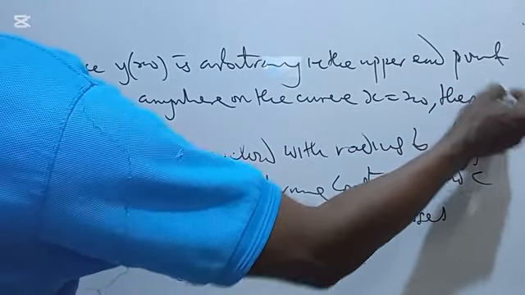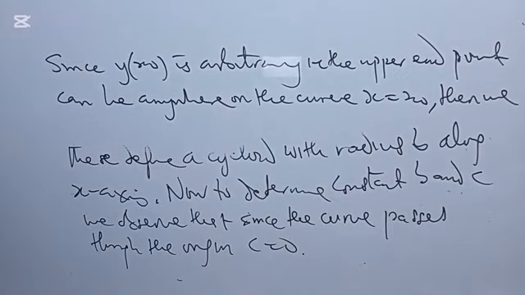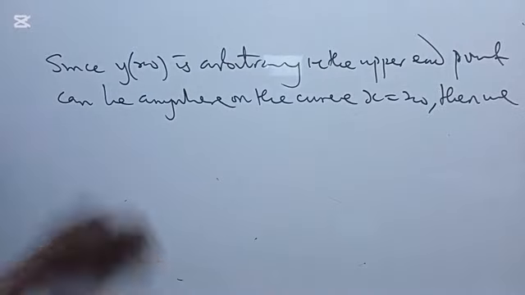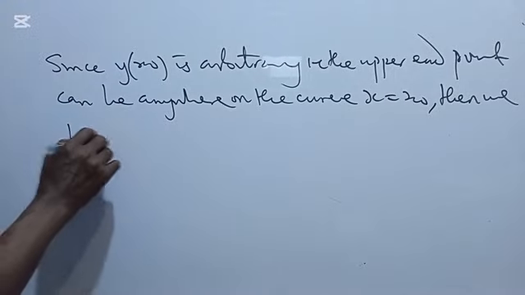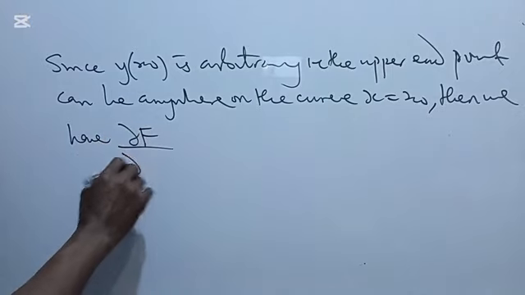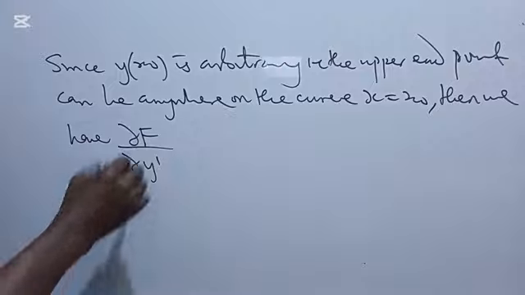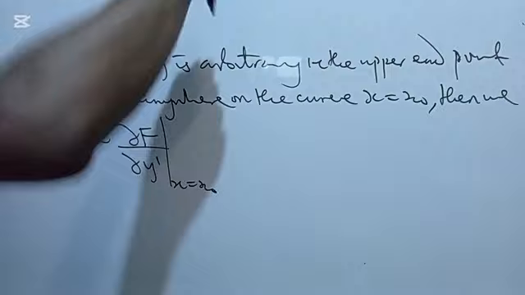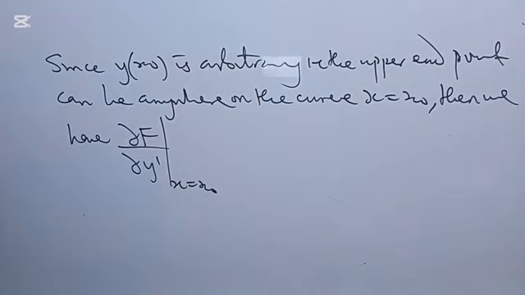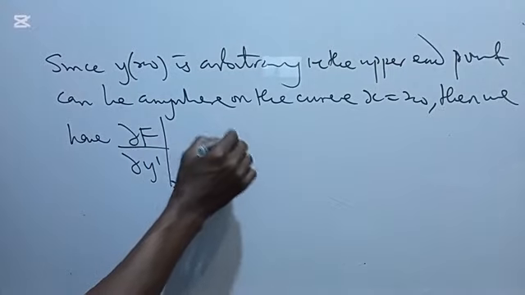Then we have, if the upper endpoint can lie there, then we use one of Beltrami's equations. Then we have del f del y prime, restricted to x equals x naught, which is the destination point, the endpoint at which the bead stops. So now, how do we go about this?